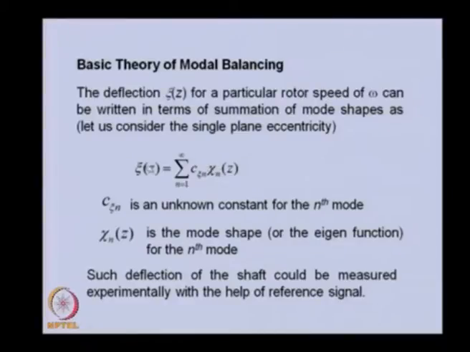So basically, any response we can write in the form of a summation series in terms of the eigenfunction multiplied by some constant. This unknown constant is again attached with the particular mode. As we had earlier for the eccentricity case, here it is C, earlier it was E, so we should not confuse this with the previous one. This constant is different. This is corresponding to the response, and the previous one was corresponding to the eccentricity.